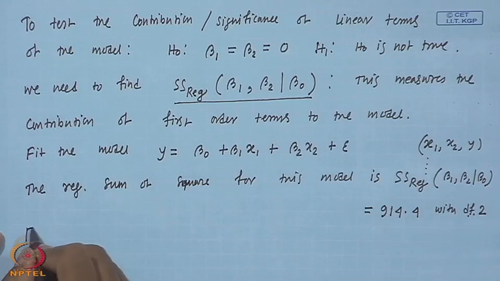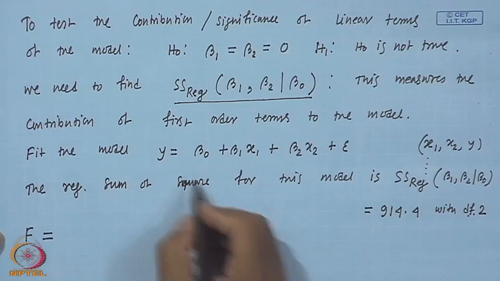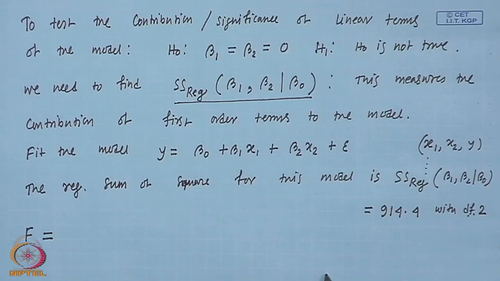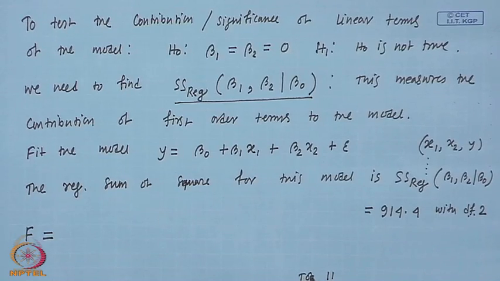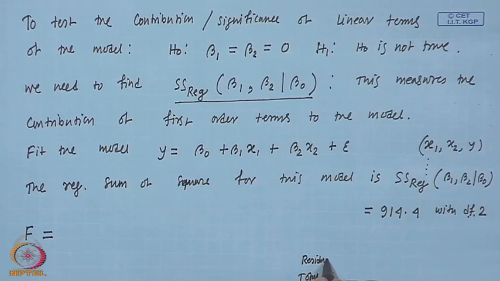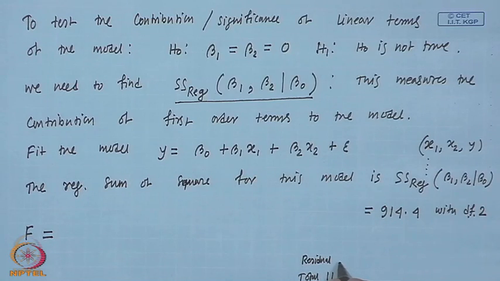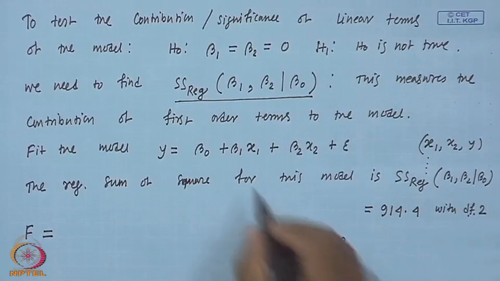So, the F statistic. Why it is 2, you can construct the ANOVA table for this one. The total degree of freedom is 11, that is total, and then the residual has degree of freedom 12 minus 3, that is 9. That is why the regression degree of freedom is 2 for this model.